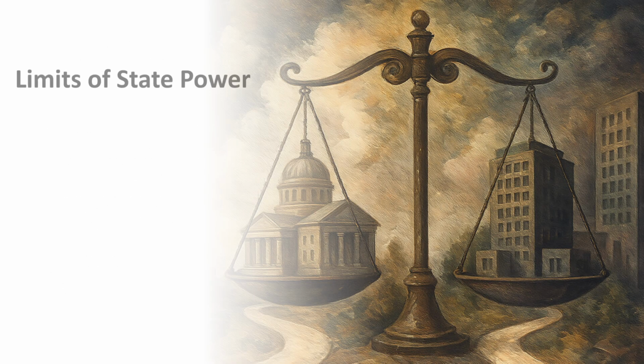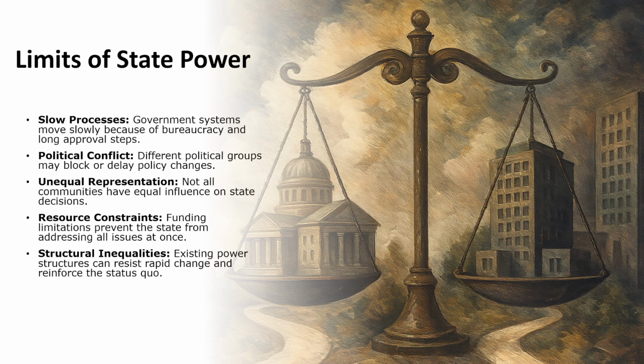So we can talk about the limits of state power right now. Even though the state is powerful, it has clear limitations. Government processes are often slow and can delay actions, and political conflict can block policies or weaken reforms. Not all communities have equal influence in state decision making, which creates unequal outcomes. And even with resources, structural inequalities in society can make rapid change difficult. This is why individual and community action is so important.